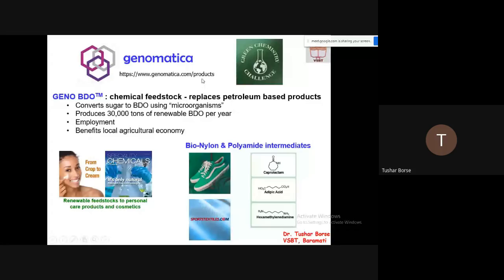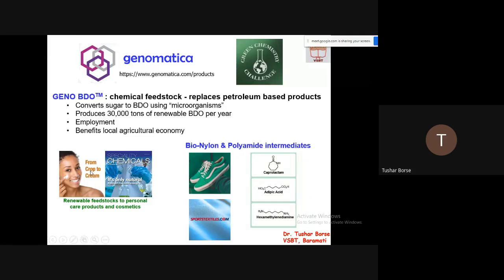So what they have done, they have converted the chemical feedstock and replaced the petroleum based products. Right. So they have converted the sugar to BDO. BDO is one of their commercialized products. It's a trademark, and using microorganisms they convert the sugar into BDO, which is one of the petroleum products. So they are producing around 30,000 tons of this renewable BDO per year, and this has increased the employment. It has helped to build the agriculture economy, etc. Right.